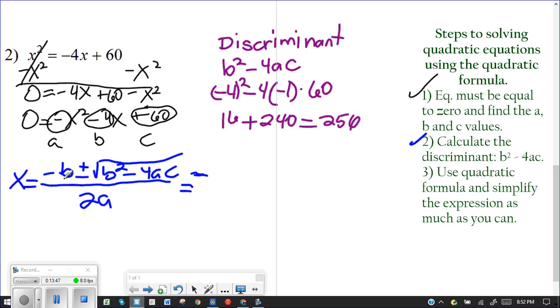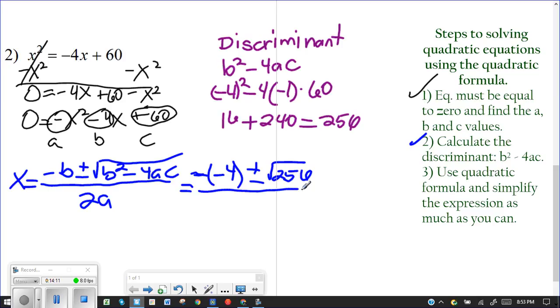It's asking you for the b value. The b value is negative 4, because negative you must put in parentheses. Negative 4. Then plus or minus the square root of the discriminant. I did all this. That is this discriminant right here. So my discriminant is 256. So that's going to give you 256.